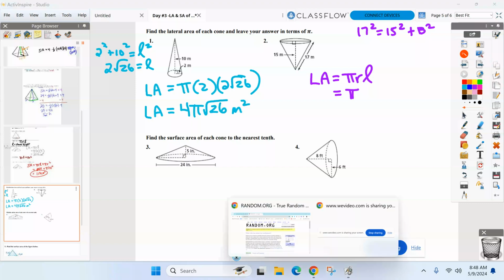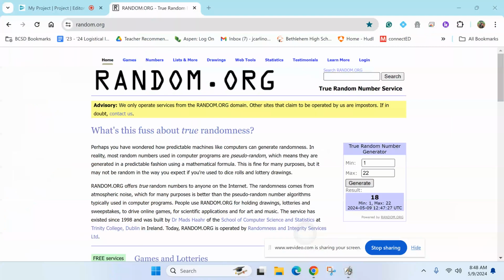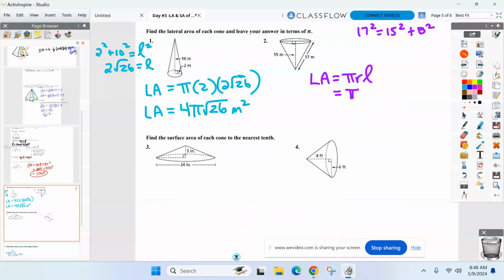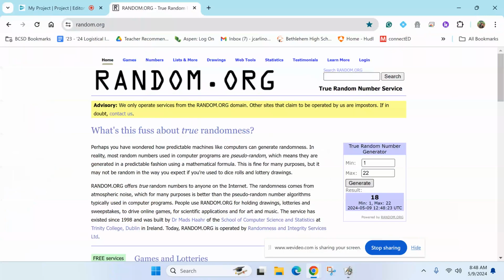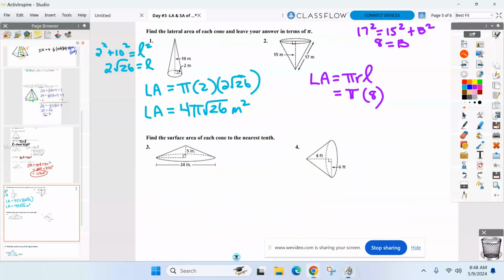What is the radius then for this cone? Henry, back to you back there. 8, yep. Out of those two that are remaining, 15 and 17, which one's your slant height? Just making sure we're good. Lily, back to you. 17. $136 square meters.